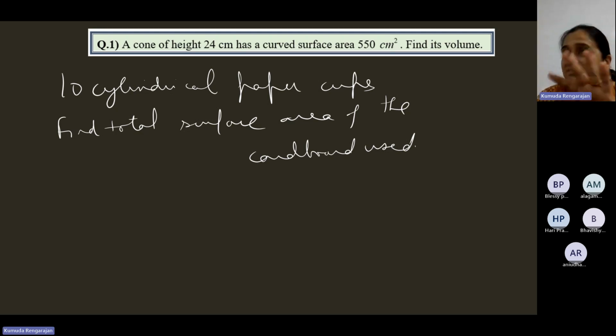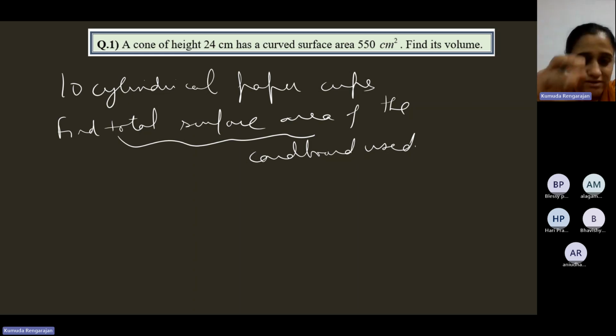That makes the TSA. But I'm so sorry, online students. Don't get upset with me. I'm sorry. So if they ask you to find the CSA, find only the CSA. Now here it is TSA, so don't put the formula.